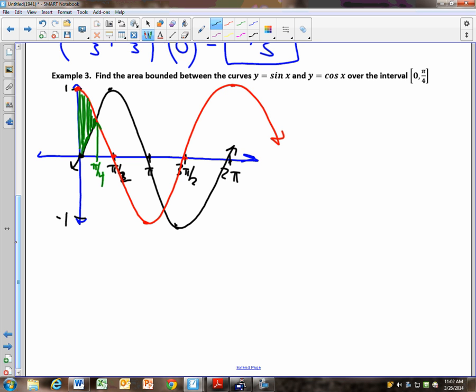All right, so let's do it. What's your top function? Cosine of x. What's your bottom function? Sine of x, dx. We integrate from 0 to pi over 4. Very good.